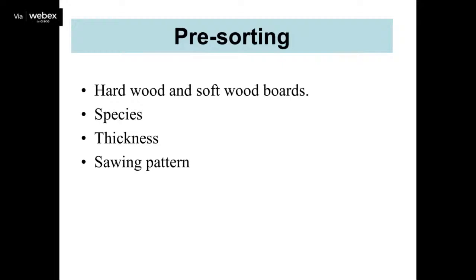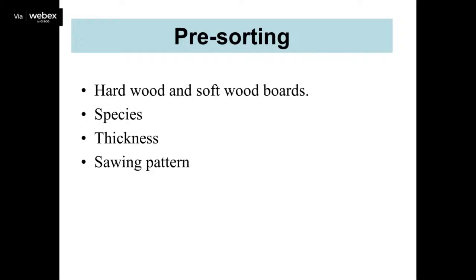So once the logs are harvested and we have stored the logs properly, then comes the pre-sorting. Before drying or seasoning the wood properly, it is important that we sort the wood, because there are different anatomical and structural characteristics in hardwood and softwood boards, and therefore the drying rates and drying behavior with temperature, air and relative humidity differ in hardwood and softwood species.